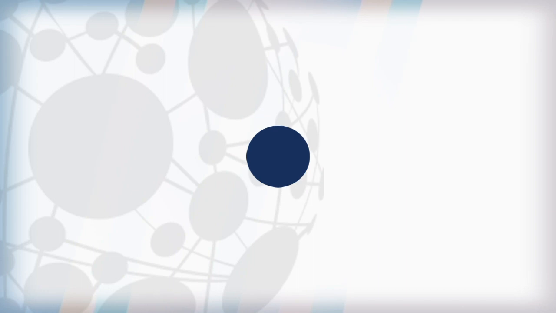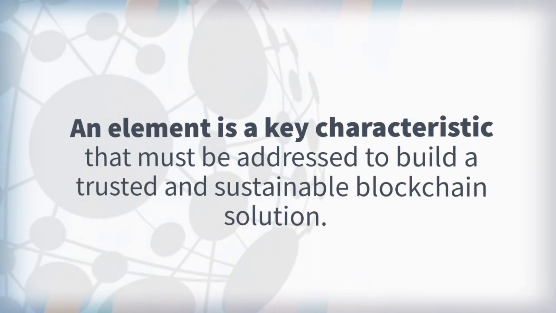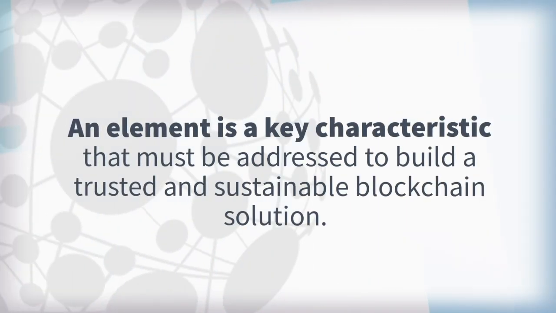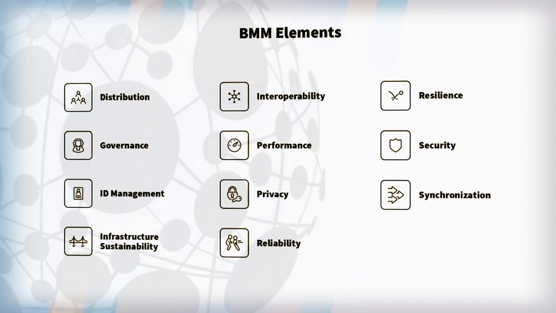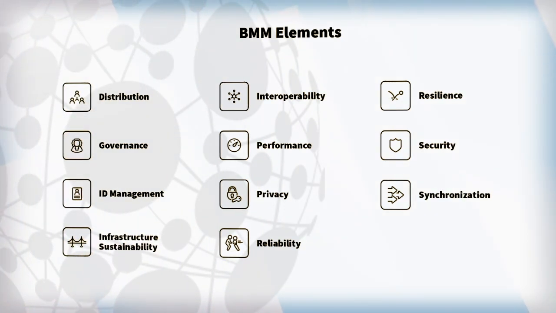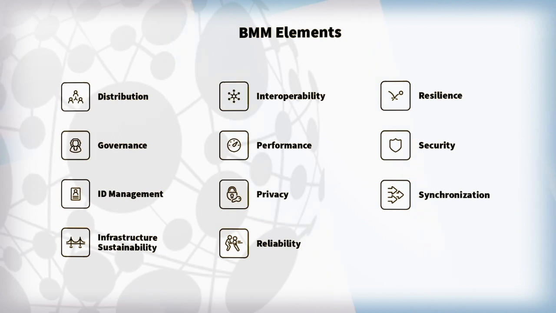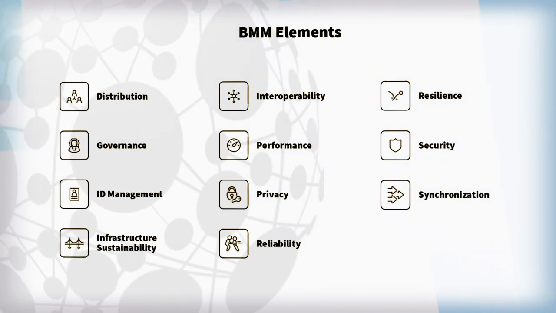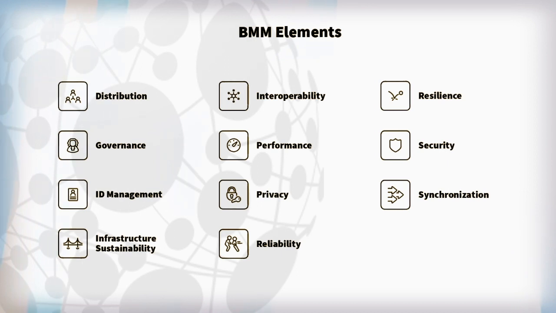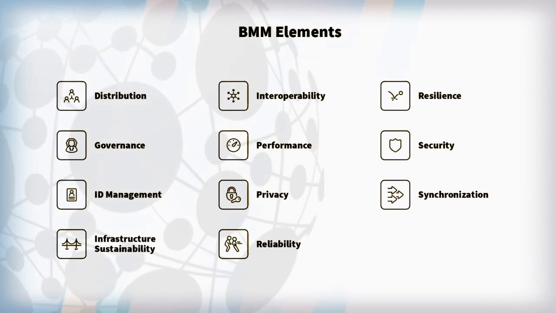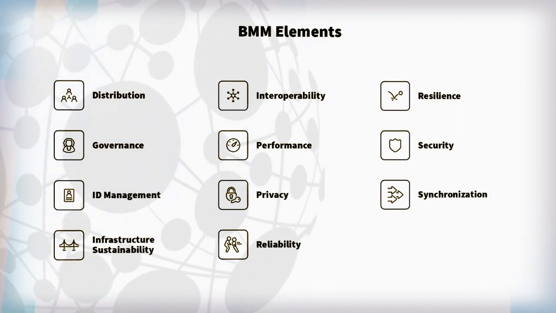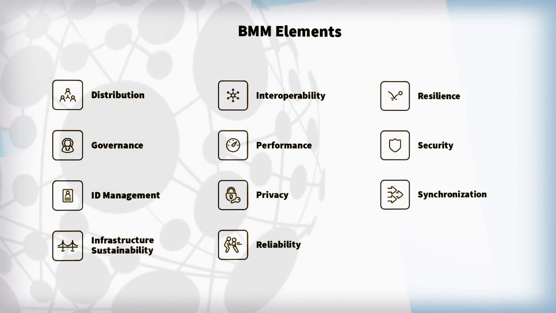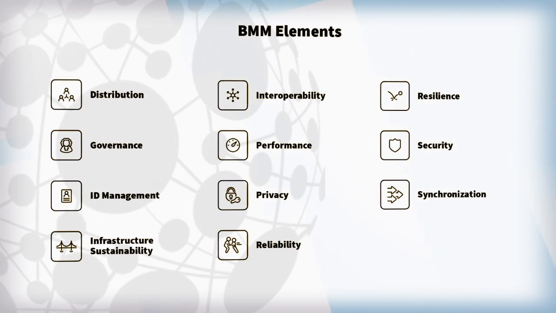An element of the BMM is a key characteristic that must be addressed to build a trusted and sustainable blockchain solution. Let's take a closer look at each element and what it entails. The 11 elements of the BMM are designed to capture the most important aspects of a blockchain solution, covering different topics. It's worth noting that some elements are complementary and overlapping, working together like stage lights illuminating a band to provide a better perspective. By addressing each element and understanding how they work together, you can create a blockchain solution that meets the highest standards.